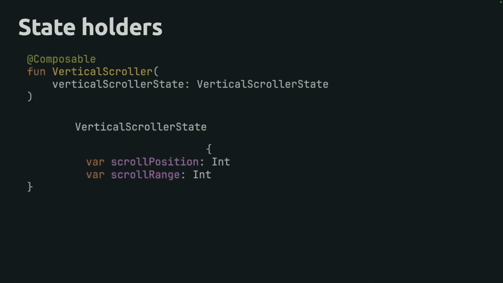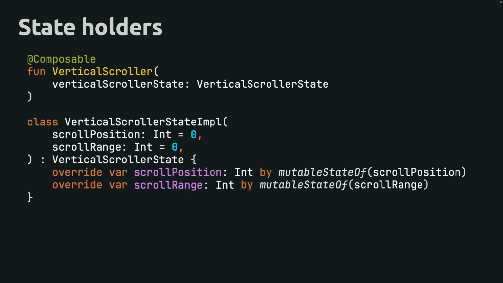We can create an implementation for that. So here's a sample implementation for our interface. Again, naming convention, we just have the same thing and an Impl. We take values for the defaults, for the initial values as parameters, but we also have defaults so that it's easier to create this object. And then we simply delegate into mutableStateOf with both of these values.